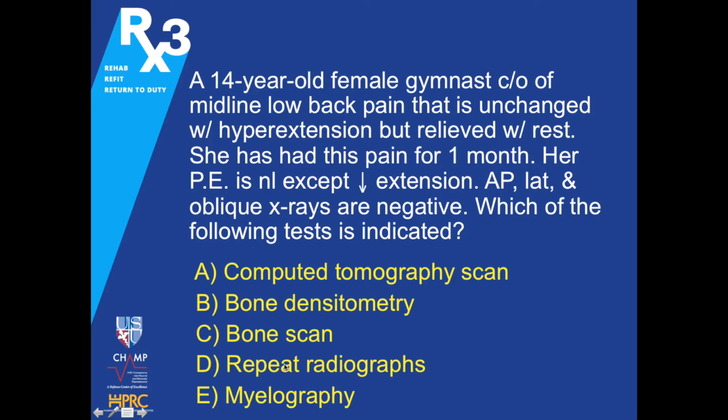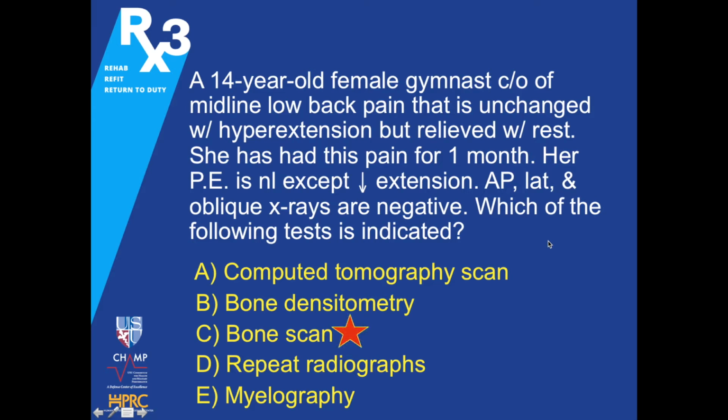So let's see what the answer is for this case. So we have a 14-year-old female gymnast who complains of midline low back pain that is unchanged with her hyperextension test but is relieved with rest. She has had this pain for greater than a month. Her physical exam is normal, except she has decreased extension, although this does not cause her any pain. You do x-rays, which include an AP, a lateral, and an oblique x-ray, and they are negative. You do not see that Scotty dog. What is your next test that is indicated? Give you a few seconds to take a look at that.